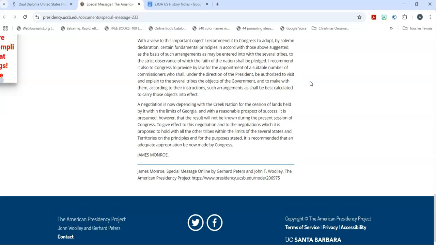So we should be allowed to go into these tribes and help them understand the government and their functions within the tribe.